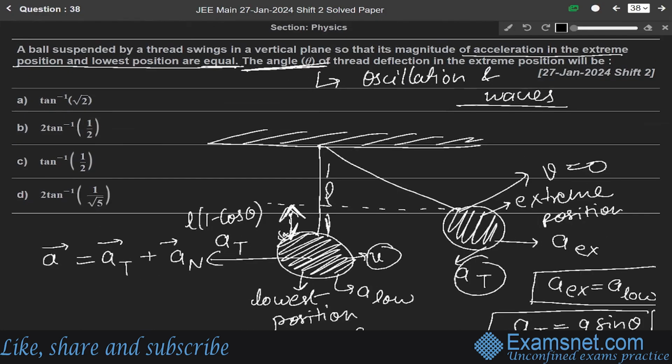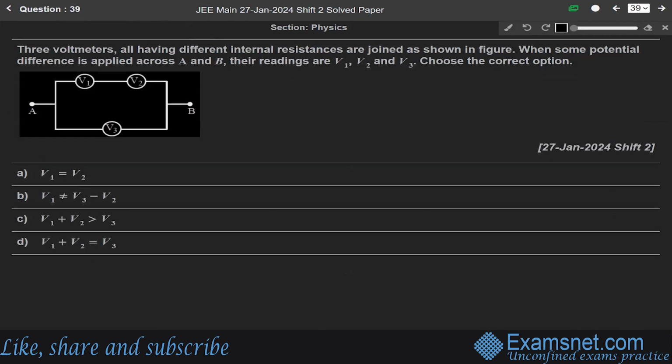So the correct option is option B. That is, the angle of the thread deflection is 2 tan inverse 1 by 2. Now question number 39. This question says that there are 3 voltmeters all having different internal resistances.